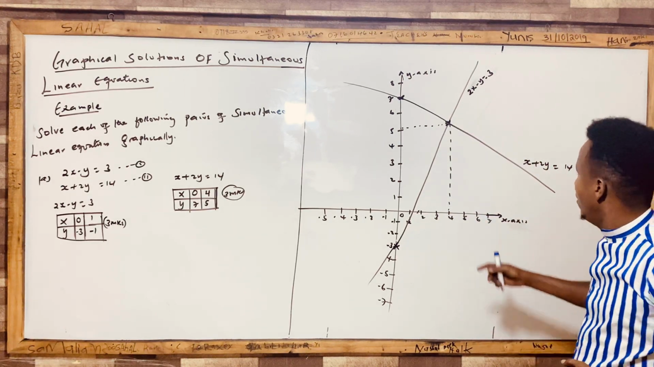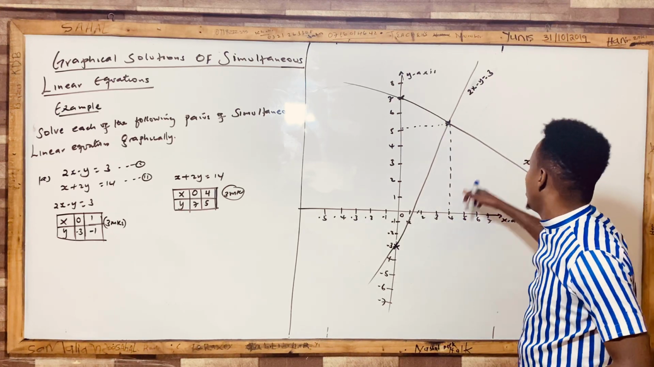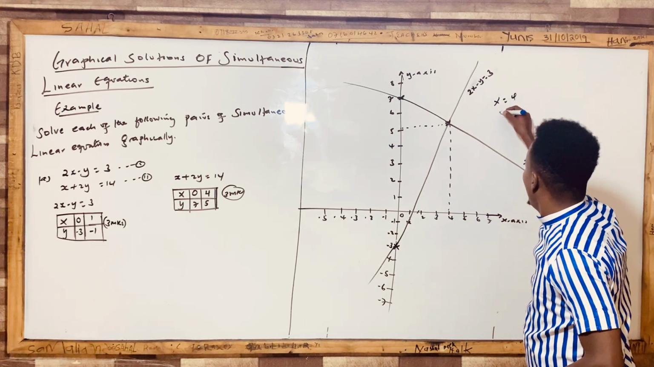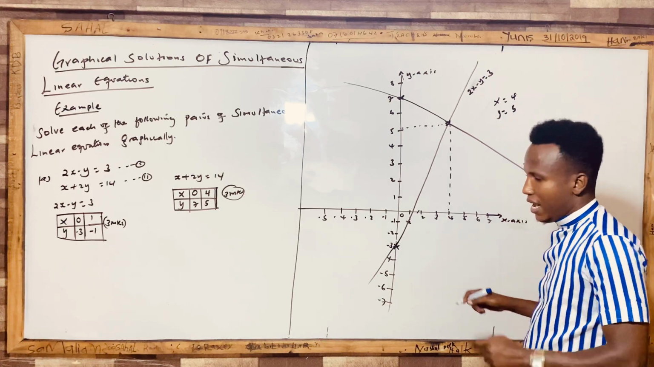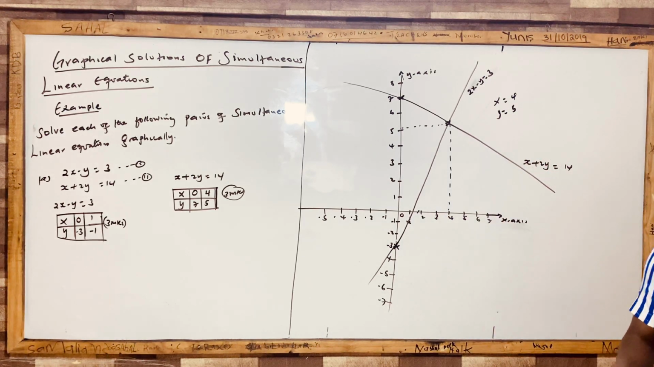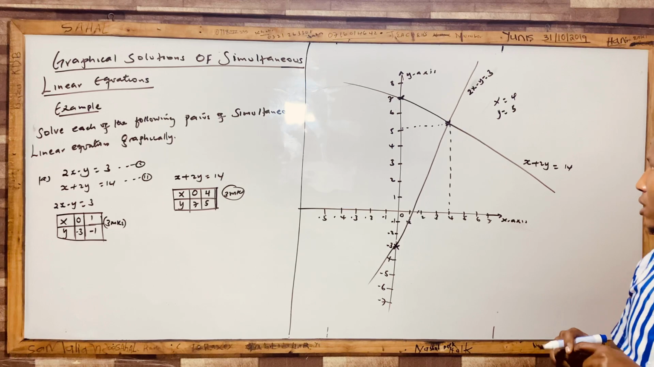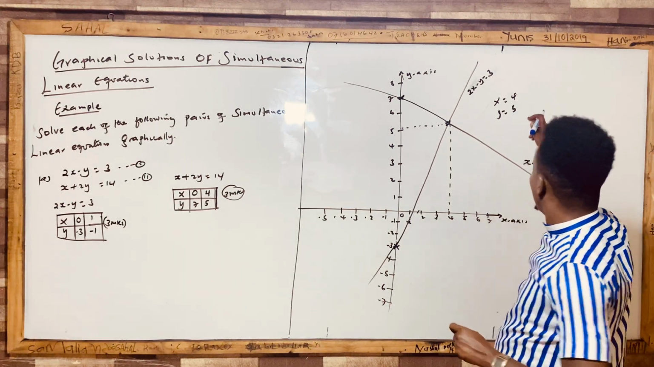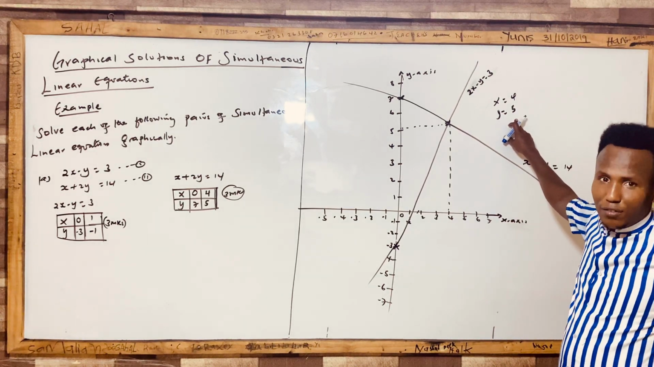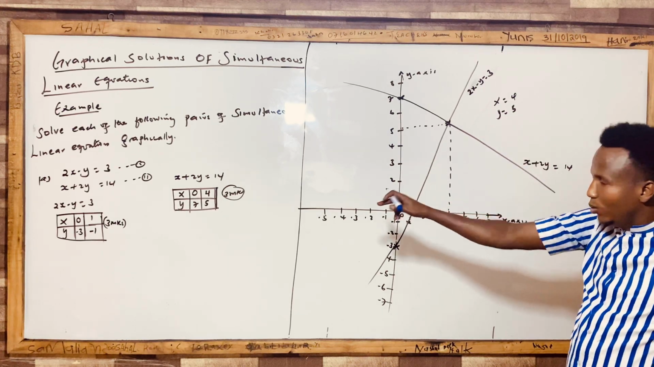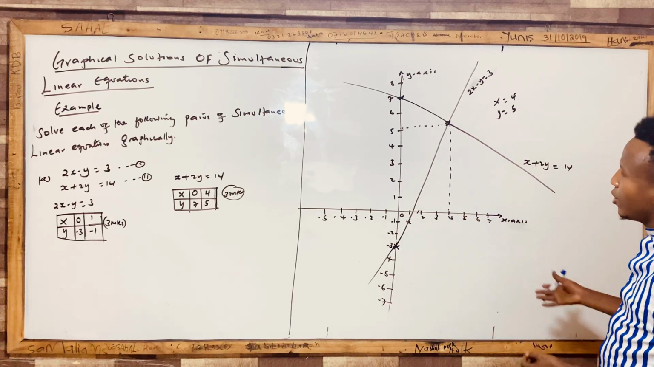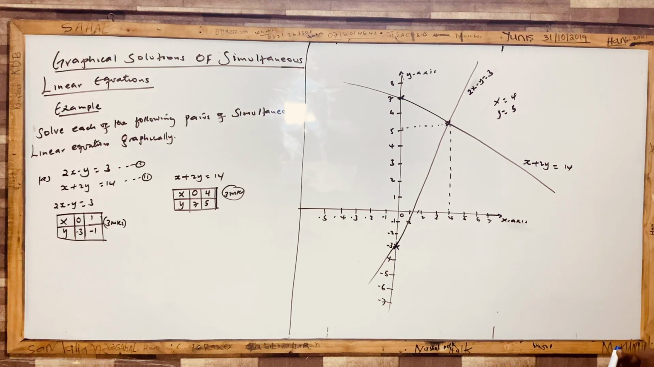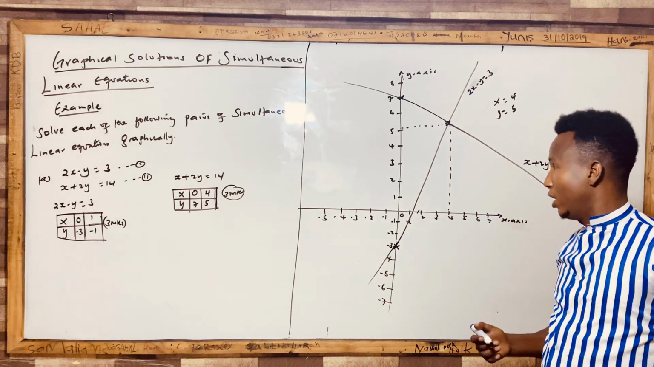Now, the point of intersection where the two straight lines intersect each other is where we are going to get our solution. So when you look down, x is 4 and y is equal to 5. At the point of intersection where the two lines meet, x is equal to 4 and y is equal to 5. Do you remember that? When we were still in the answers. So this is how we solve linear equations using a graph, okay?